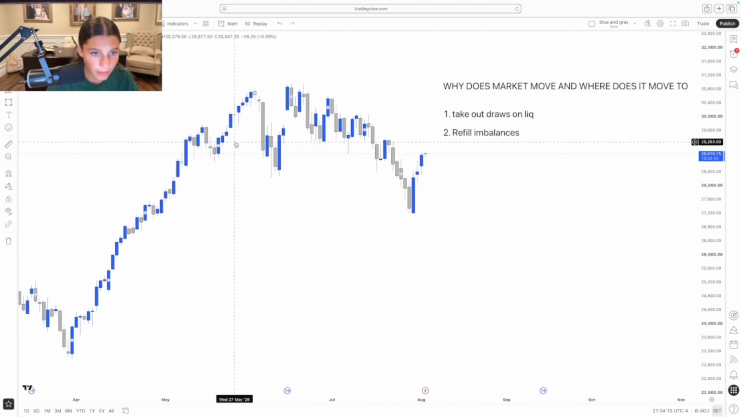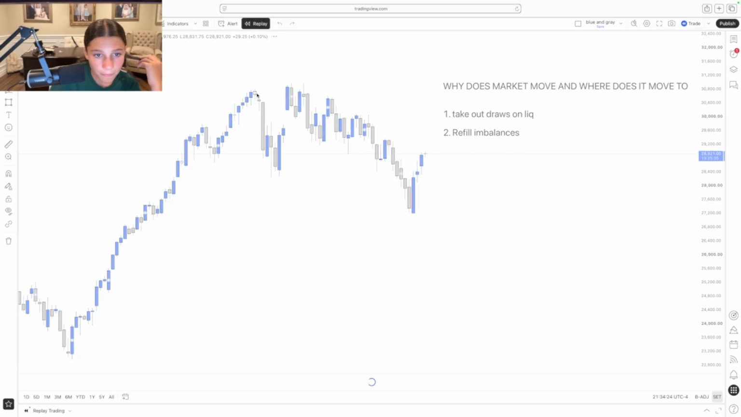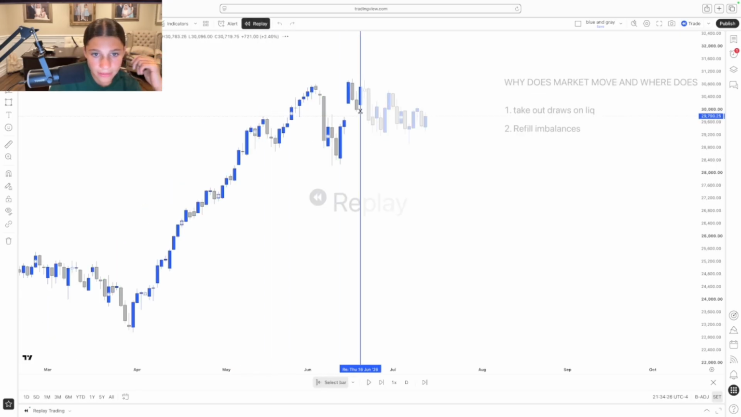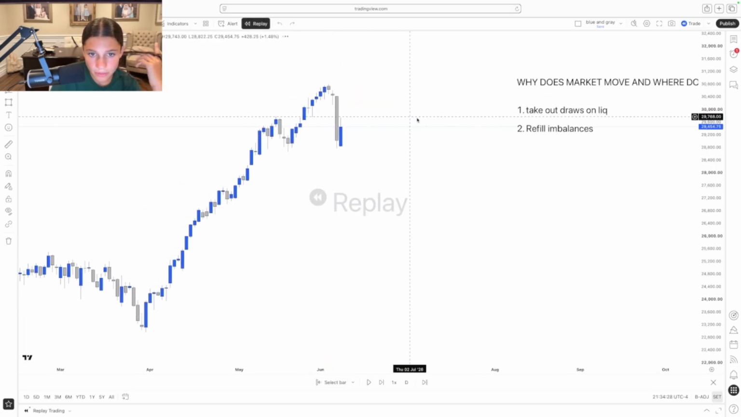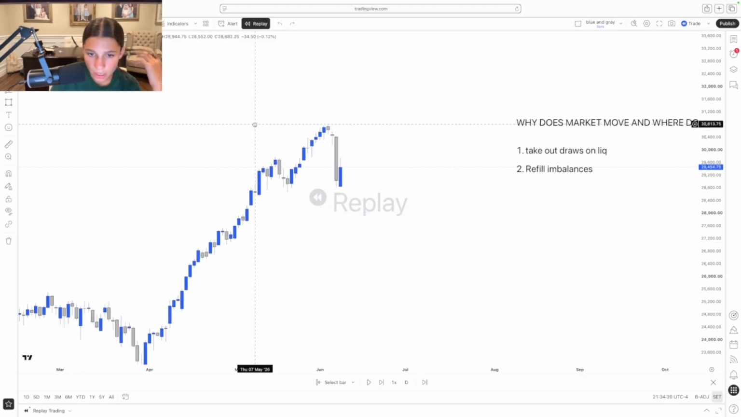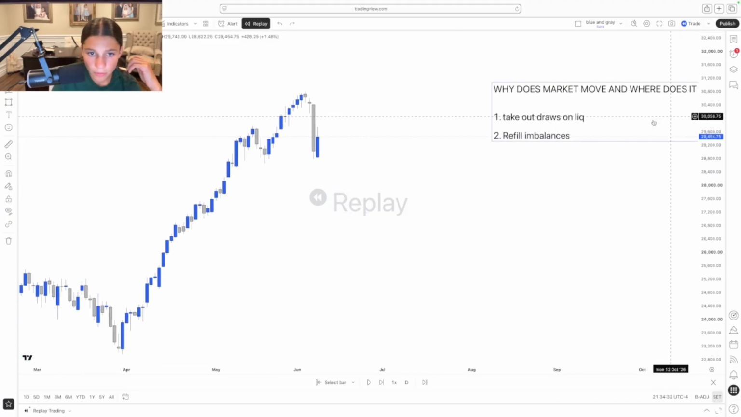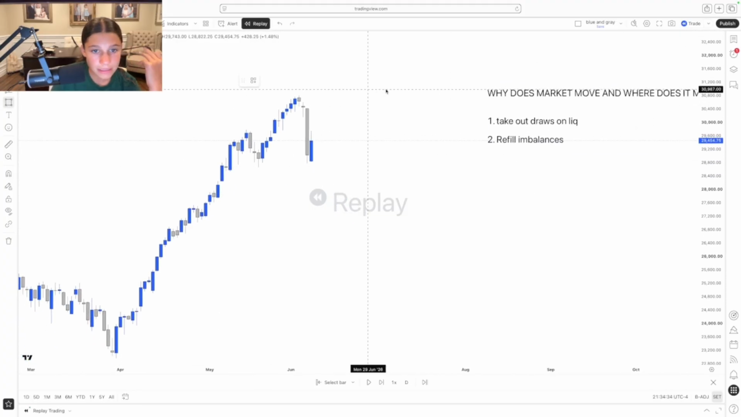Let's get a little bit more of an obvious one. So let's do this one right here. Obviously, this is on the daily time frame, so it's a little bit more exaggerated, but still. So let's just say, boom, we have this. What do you have? An imbalance in the market right here.